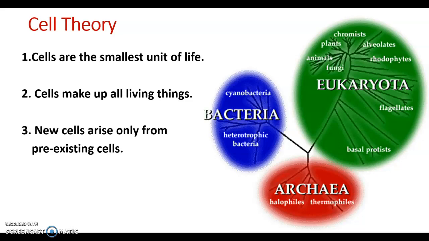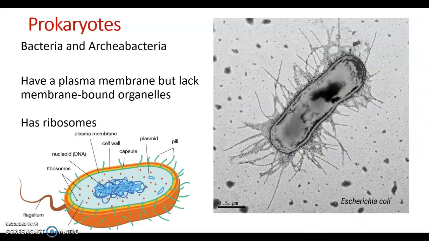Let's do a quick review here of our domains of life. So we are in domain Eukarya, with the plants and the fungus and all the other animals. We have eukaryotic cells. That's not the only type of cell that exists. We also have these two other domains, Bacteria and Archaea or Archaebacteria. And these two domains are made up of what we call prokaryotes or prokaryotic cells. So let's look at some of the differences between those two.